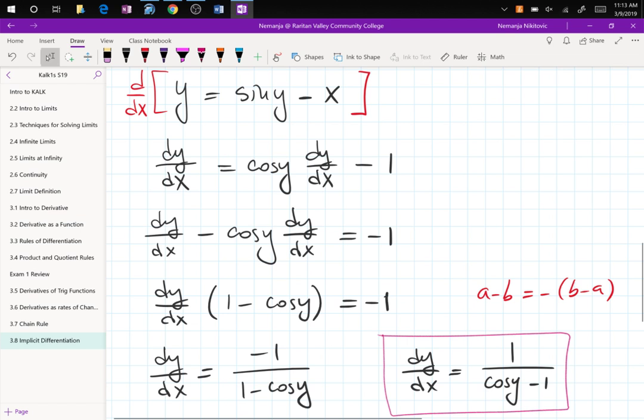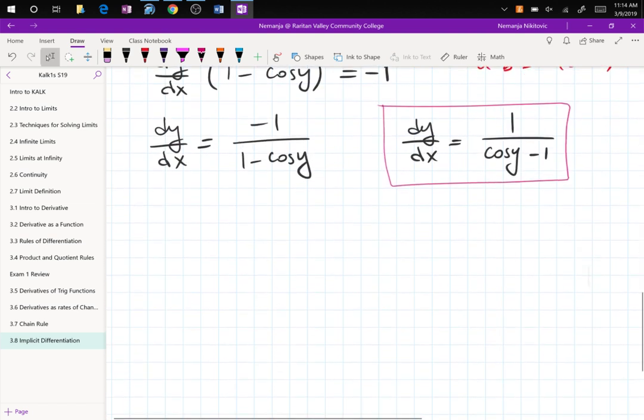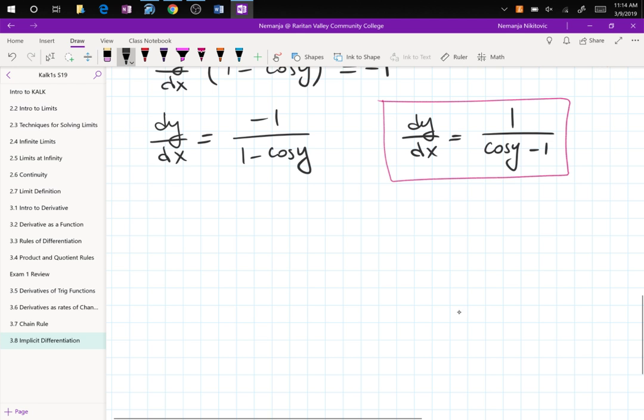So if you take a look at the entire problem, we took the derivative of each one of these terms separately. Derivative of y is just dy/dx. Derivative of sine is cosine followed by the chain, because we were taking the derivative of y. And then derivative of x is just 1. And then we follow the algebra. We make sure that we take all of the dy/dx terms, put them on the same side, and factor it to get dy/dx alone.